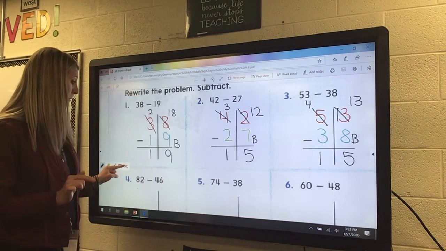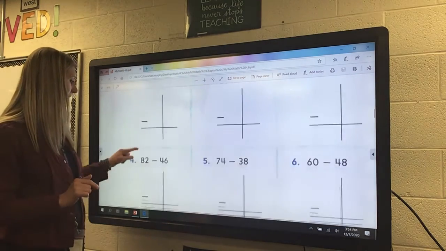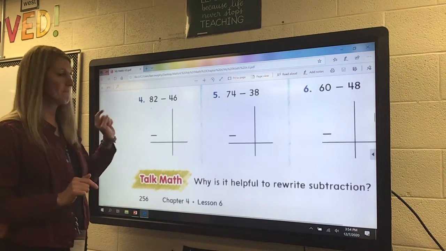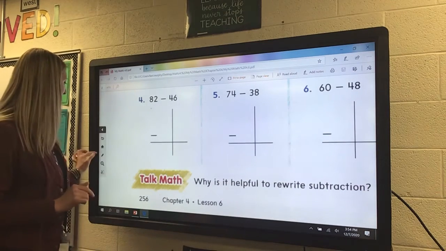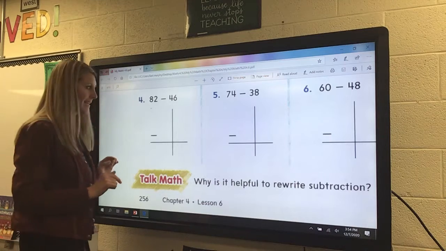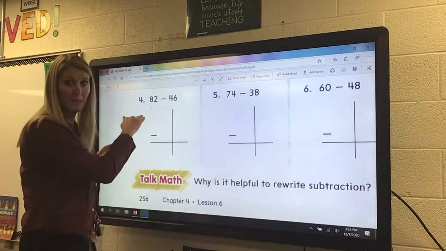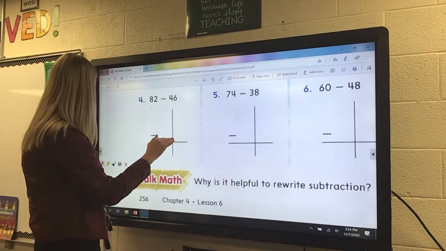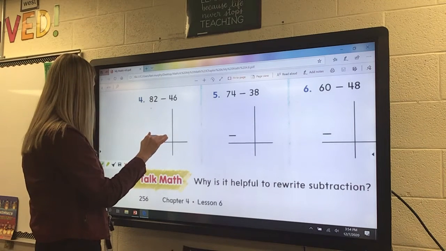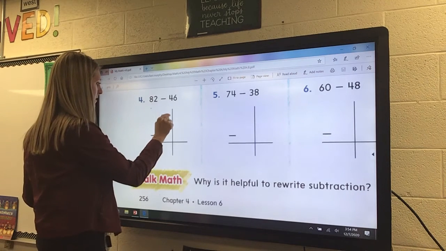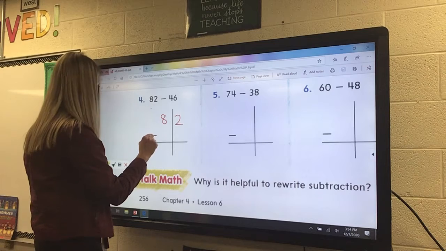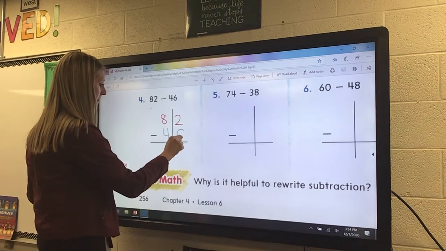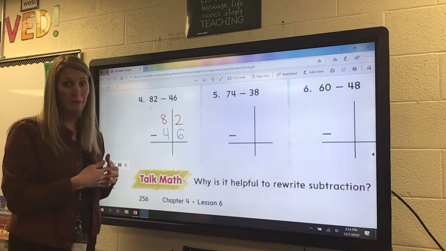I'm going to go on down to numbers 4, 5, and 6. And I'm going to move them up so you can see them. Number 4 says 82 minus 46. So 82 is going to go on the top because it's bigger. And then I'm going to subtract 46 below it. So 82, subtract 46. I'm going to go down and subtract 2 minus 6.